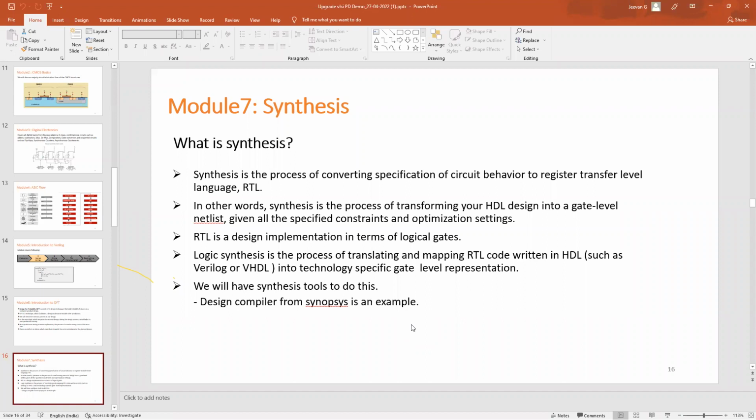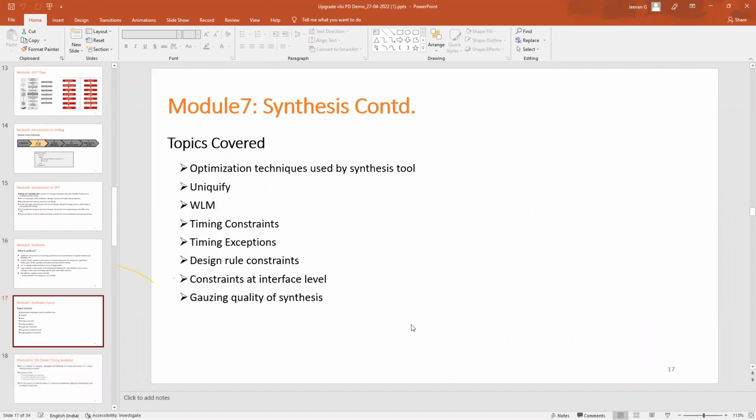To convert the RTL code into a gate level netlist, this process of conversion is called synthesis. It means converting RTL code into a gate level netlist. What are the stages in synthesis, what are the steps, and what are the useful things in synthesis? Everything we're going to see in the lab and technical sessions.